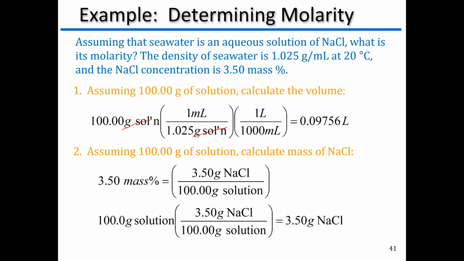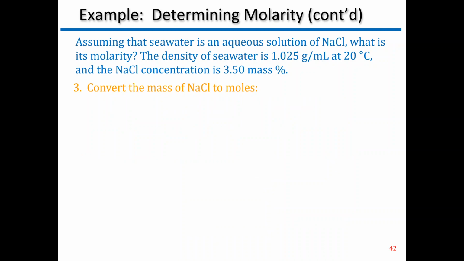If we didn't assume we were using a 100 gram solution, this step would be a lot more important. But since these just cancel, essentially we didn't really do anything. But this 3.5 is a conversion factor. It's a self-made conversion factor. If we assumed, for instance, a 1,000 gram solution, then we would have 35 grams of sodium chloride. So that's the difference. Don't always just assume that whatever the percent is, that's the number of grams, unless you're using a 100 gram solution.